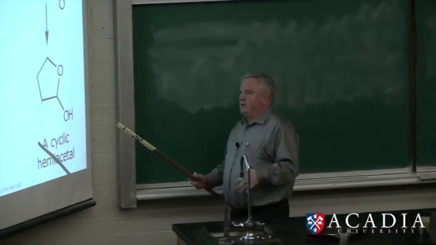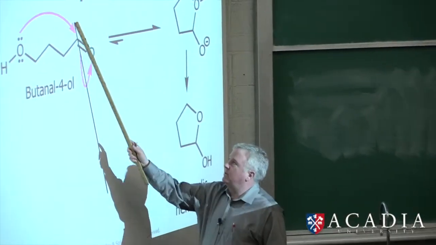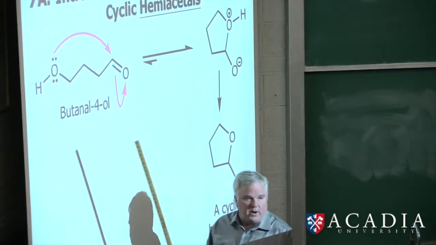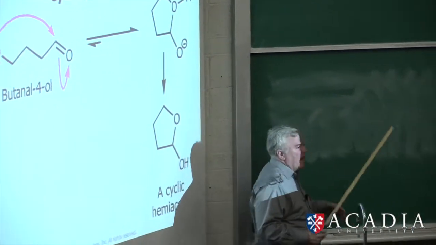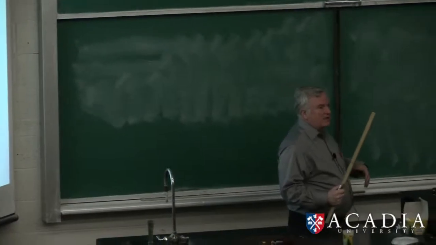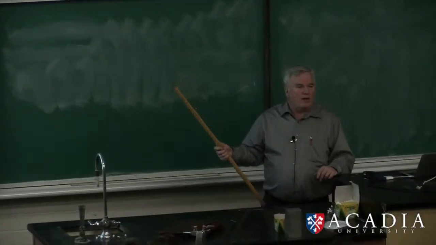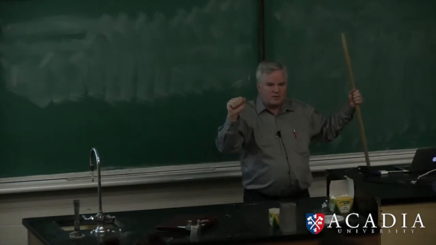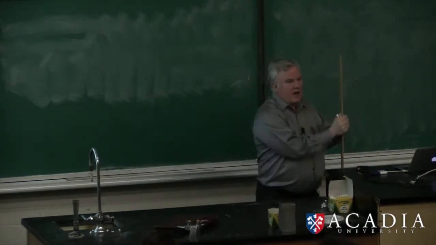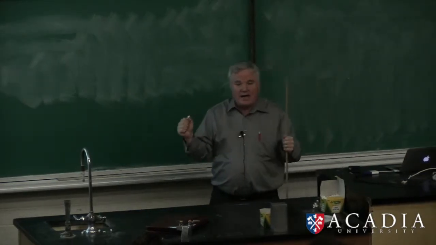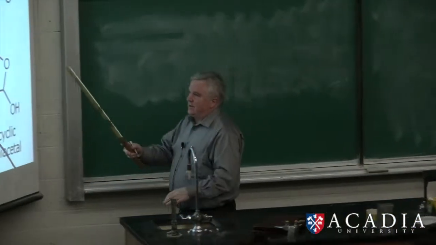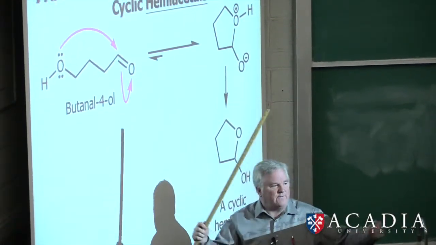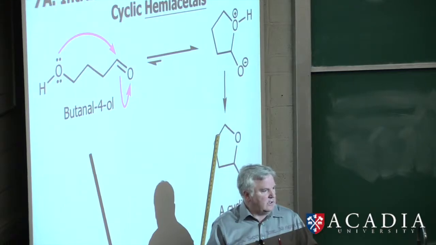This is a case where we have a molecule with a carbonyl functional group and a hydroxyl functional group on the same molecule. Intramolecular reactions have a tendency to go fairly quickly because when you think about it, with intermolecular reactions, molecules have to float around and come in contact with each other. When they're connected, this functional group is connected to this functional group. They can't diffuse away. They're always nearby.